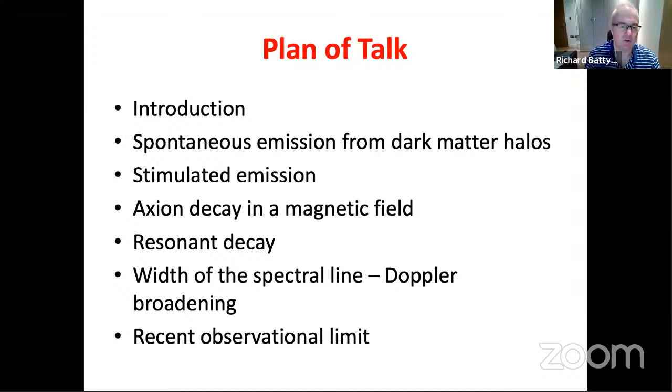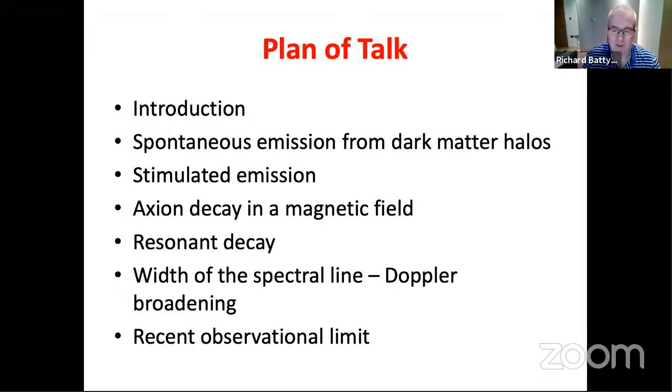But then I'm going to go on and talk about the decay of axions in a magnetic field, and in particular, resonant decay of these axions induced by the plasma, the decay of the axions in a plasma where the mass of the axion is equal to the plasma mass. And this can lead to quite a strong signal, potentially in the vicinity of a neutron star, which has a very large magnetic field.